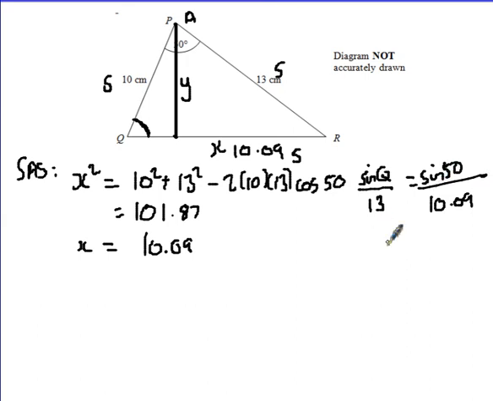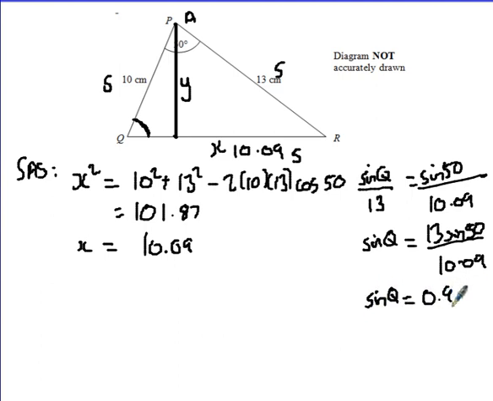So we times the 13 up, so I get sine q is 13 sine 50 over 10.09. So 13 sine 50 divided by 10.09 gives me sine q is 0.986. So q then is 80.6 degrees.